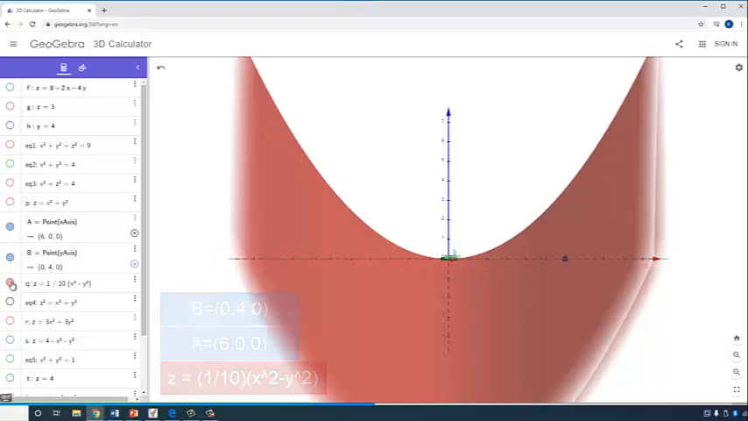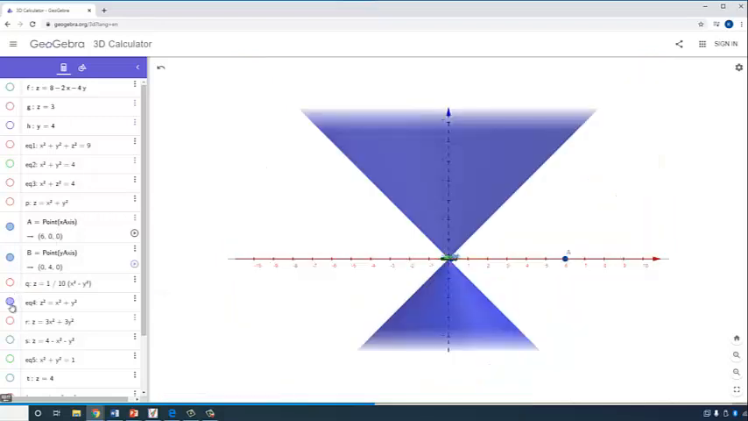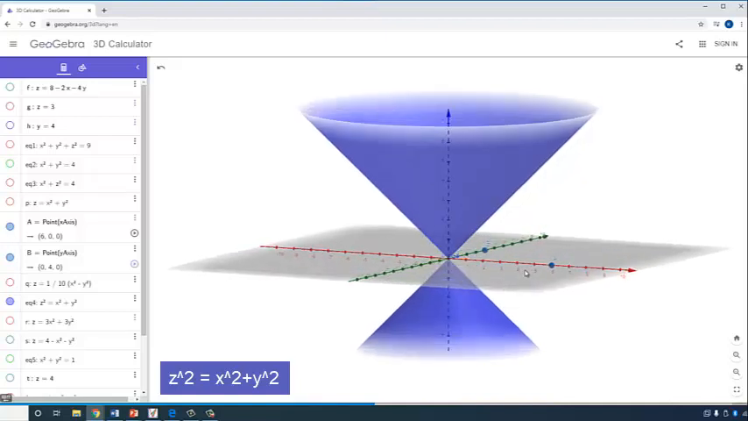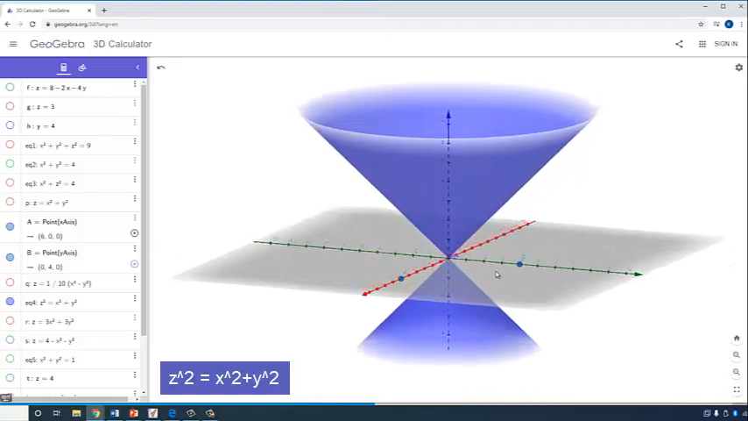Great. Our last basic shape was our cone, and so there's a nice picture of a cone. So z squared equals x squared plus y squared. All right, great.